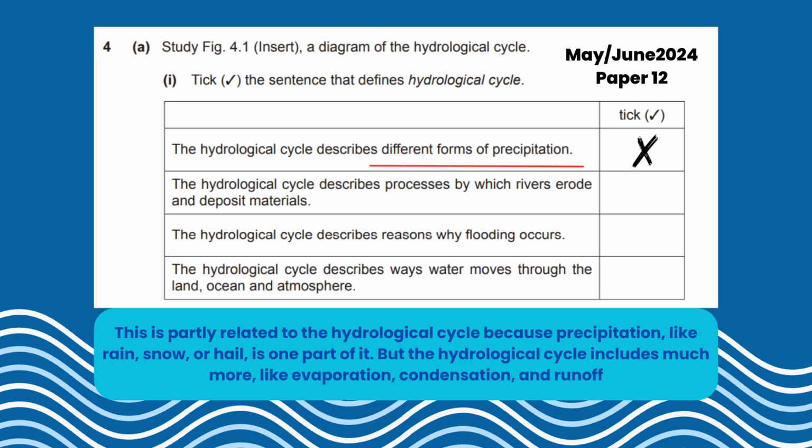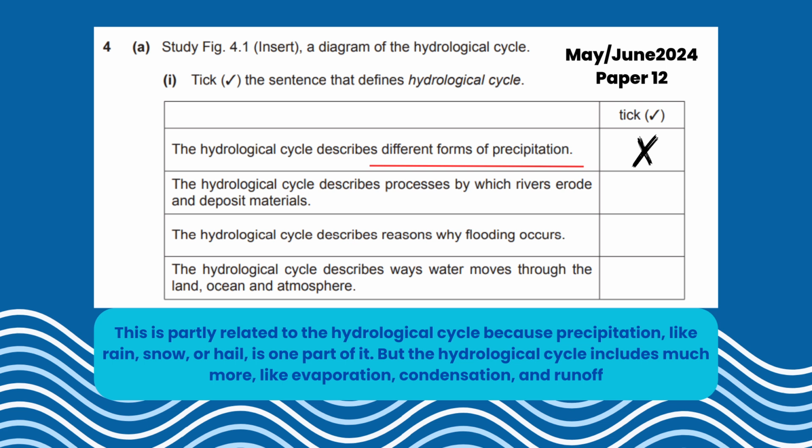So the first question is, you have to check the sentence that defines the hydrological cycle, which means there's only one answer because you tick the sentence. So the three choices are wrong. The first is, the hydrological cycle describes different forms of precipitation. Again, the key terms are different forms of precipitation. Do you think it's all about precipitation?